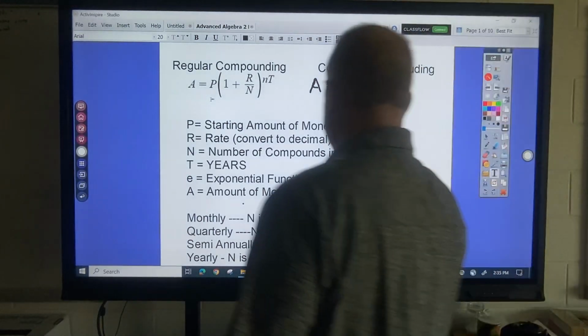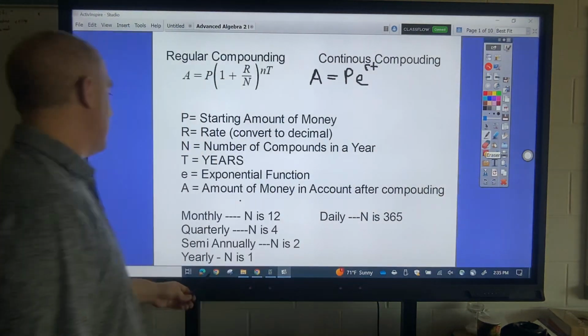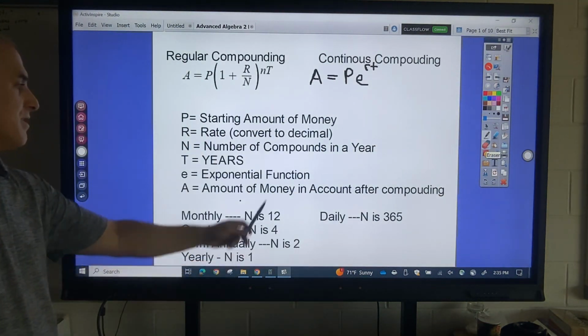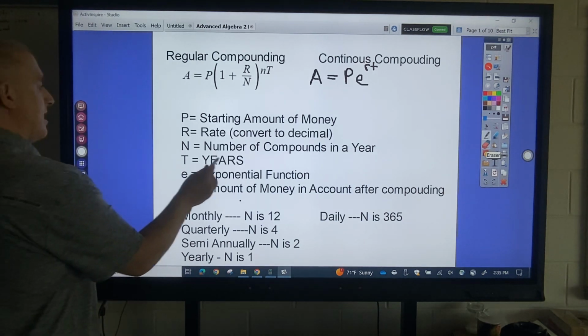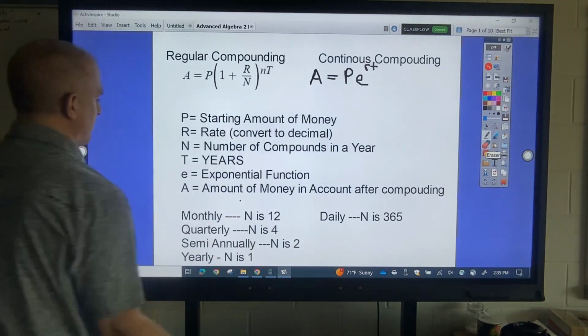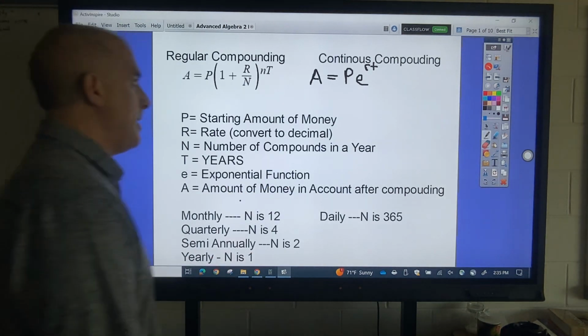Quarterly is 4. Semi-annually is 2. Yearly would be 1. Daily would be 365. T stands for years. E is the exponential function, obviously. And A is the amount of money in your account after compounding.